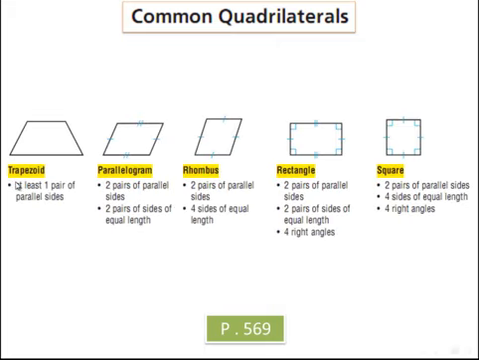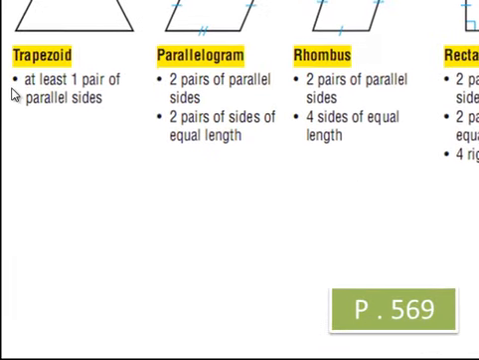I want all of you to repeat after me. Trapezoid, parallelogram, rhombus, rectangle, square. And I want you to notice how many conditions there are for rhombus.